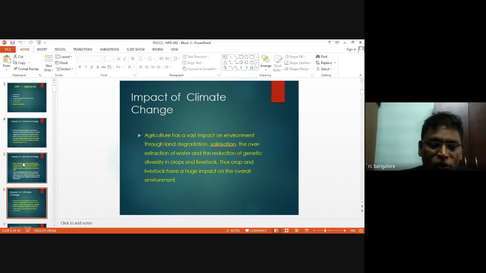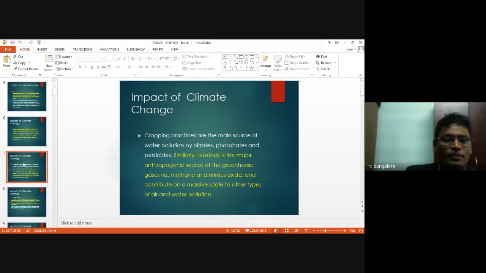What will happen? In the course of time, salinization takes place, and that will end up affecting the water body, which in turn affects the genetic diversity in crops as well as livestock. The crop and livestock have a huge impact because of this environmental concern. Then we can see the cropping practices are the main source of water pollution by nitrates, phosphates, and pesticides.